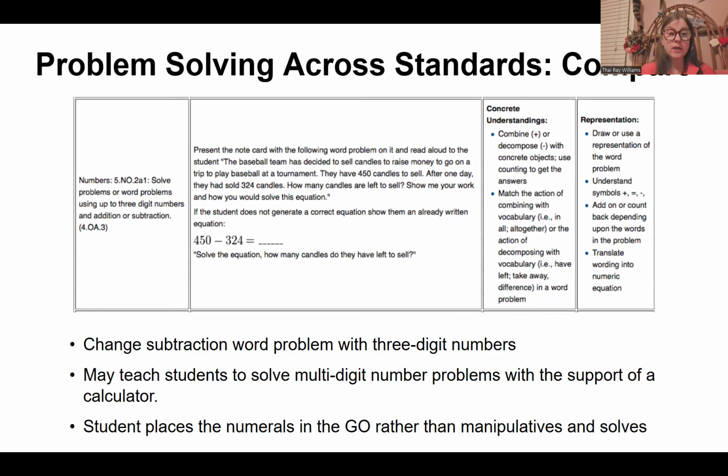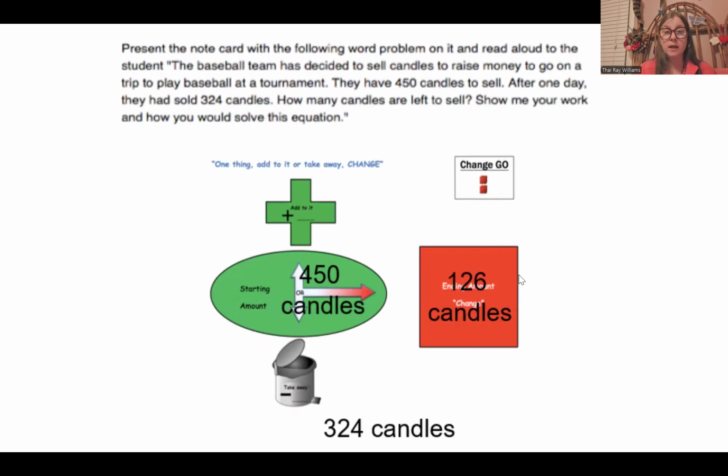In this case, this is a change subtraction word problem, and they're using 3-digit numbers. Okay, so that again is going to prevent us from using manipulatives. So you may teach the students to solve multi-digit number problems with the support of a calculator, which is very appropriate if we think about the grade level that this might be used with. This would be very appropriate for our students. Instead of putting the manipulatives in the graphic organizers, they're going to put the numerals in the graphic organizers to solve it. This is what it might look like.